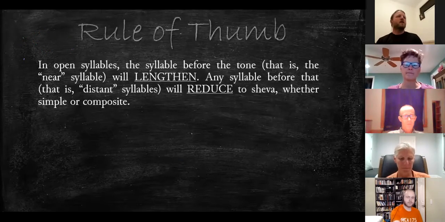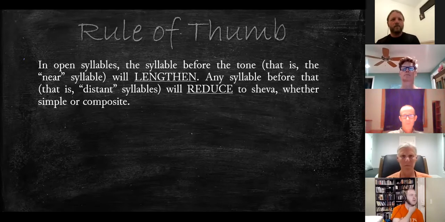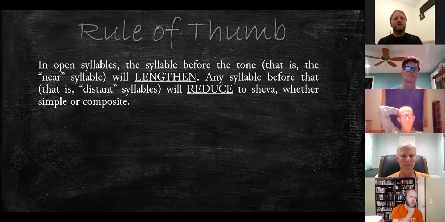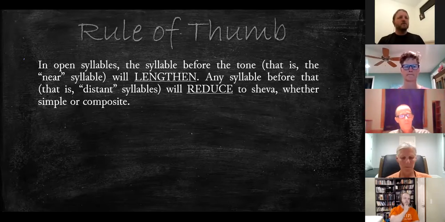Yeah. In open syllables, the syllable before the tone, that is the near syllable, will lengthen. Any syllable before that, that is distant syllables, of course, will reduce to shva, whether simple or composite. Why would we have composite shva instead of simple shva? Guttural. Because you have a guttural. Yes.